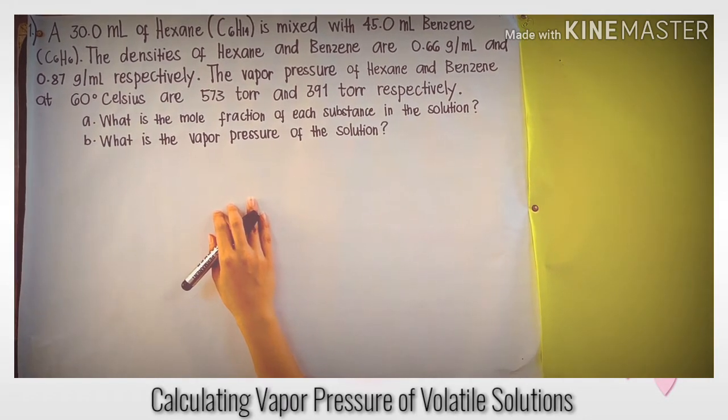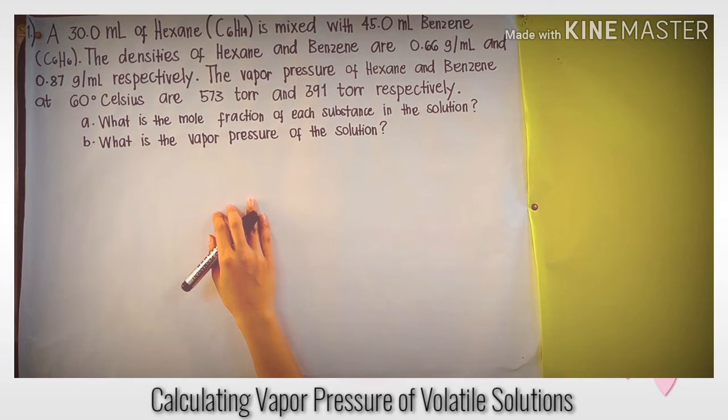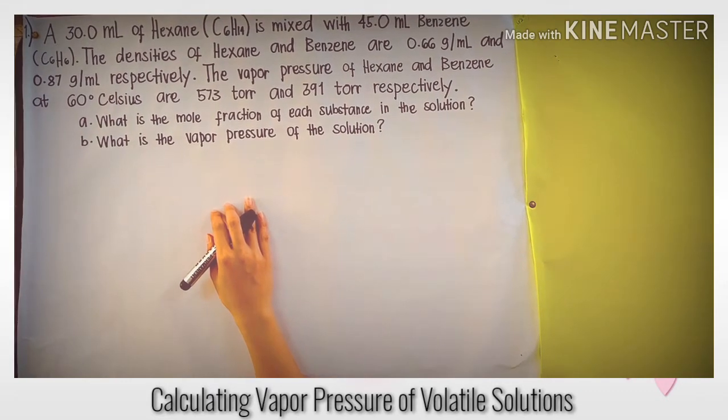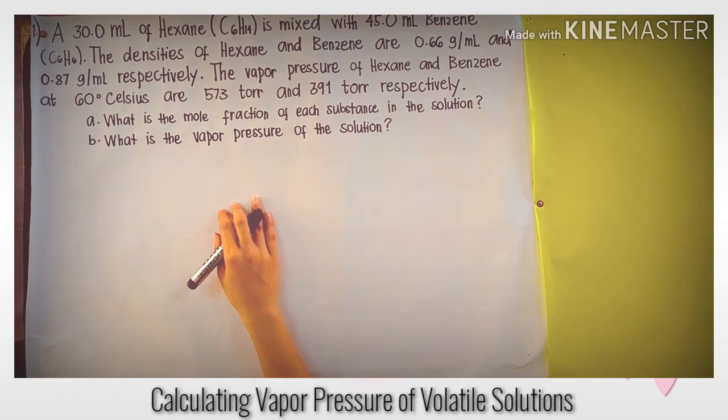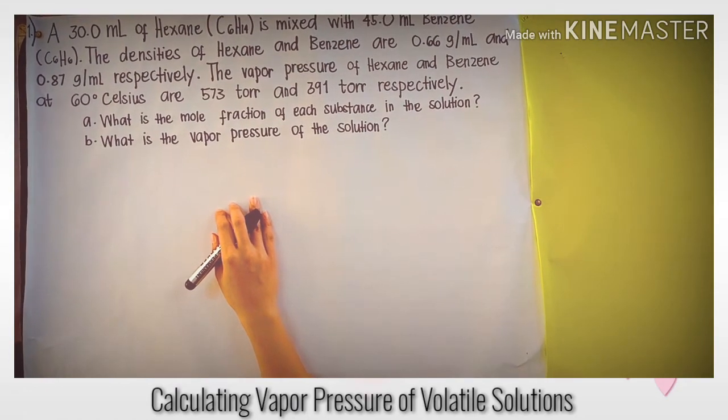So we have a required calculation. A. What is the mole fraction of each substance in the solution? B. What is the vapor pressure of the solution?